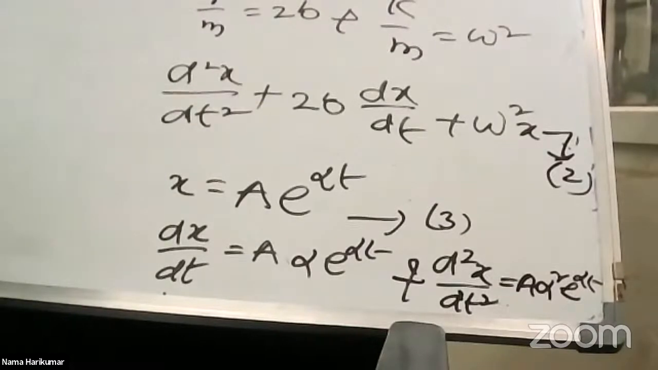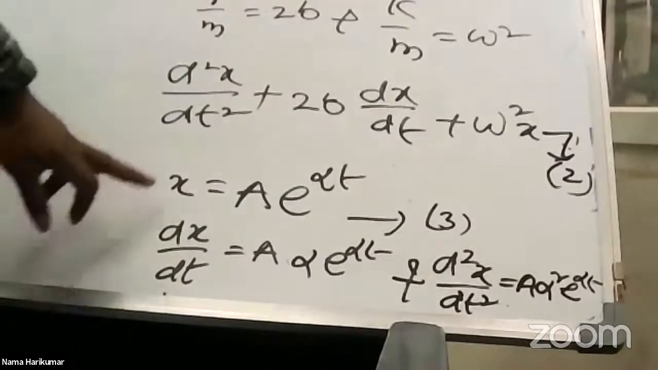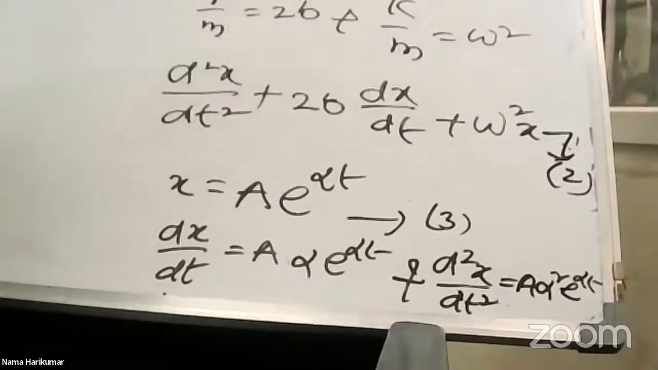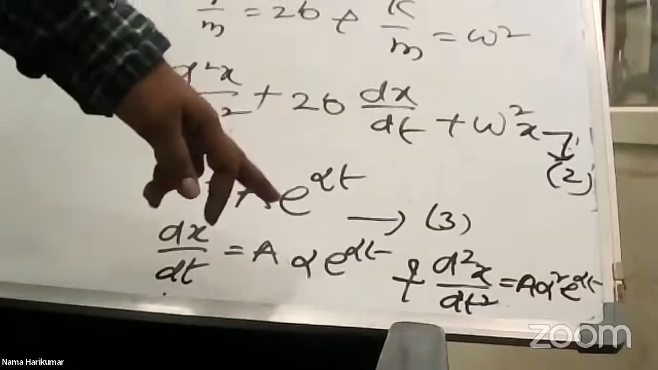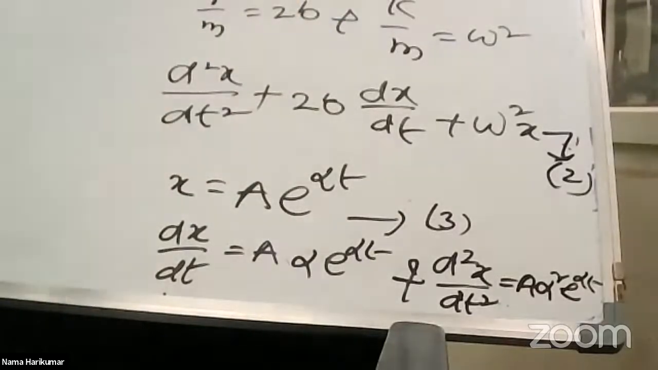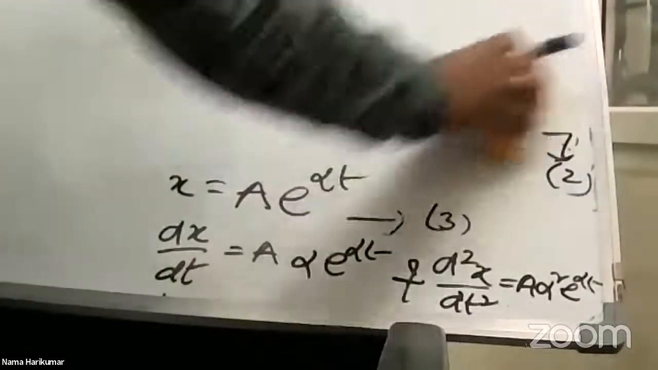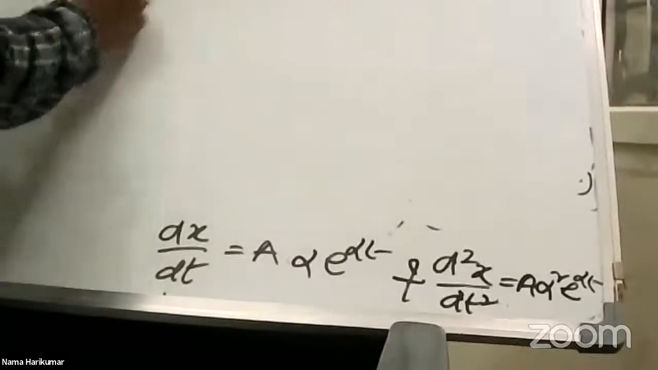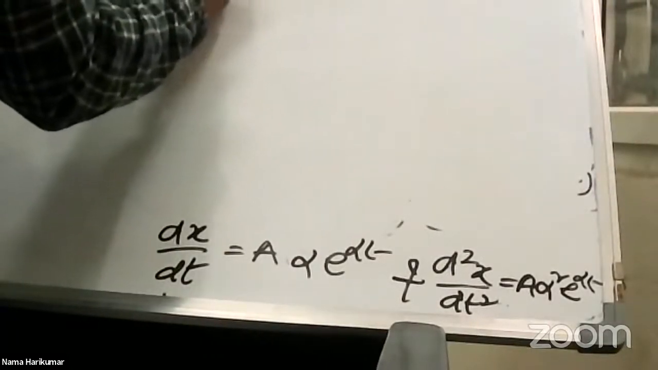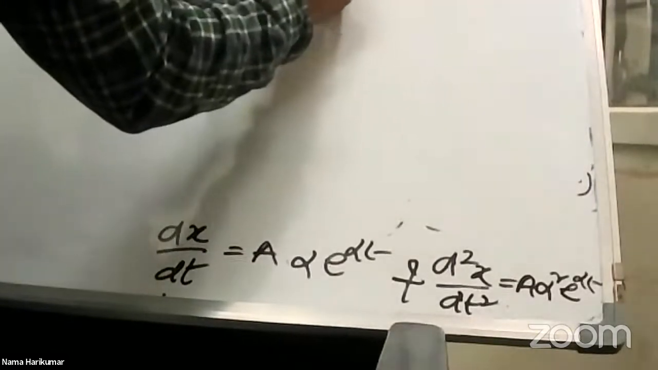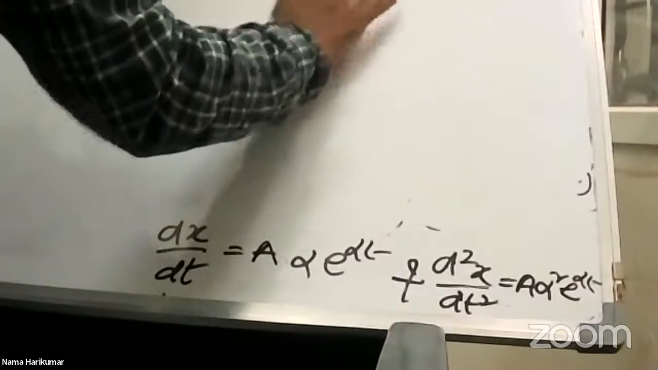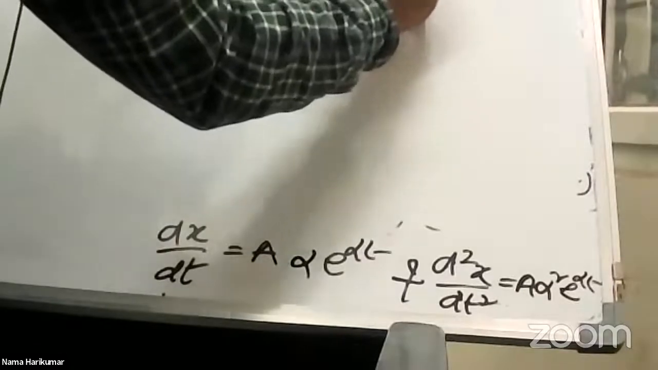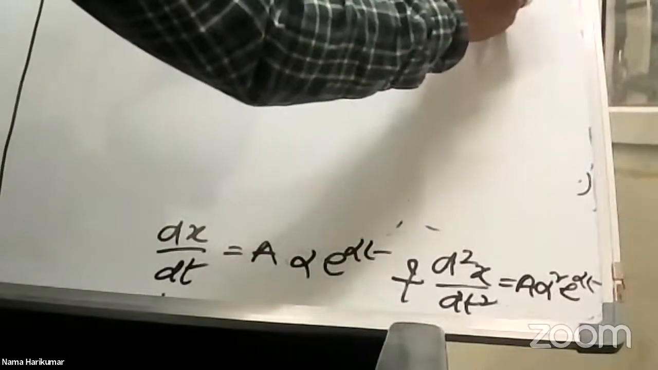The values of dx by dt and d square x by dt square are applicable to the second equation. In place of d square x by dt square, put a alpha square e to the power of alpha t. In place of dx by dt, put a alpha e to the power of alpha t. So our equation is a alpha square e to the power of alpha t plus 2b a alpha e to the power of alpha t plus omega square a e to the power of alpha t.